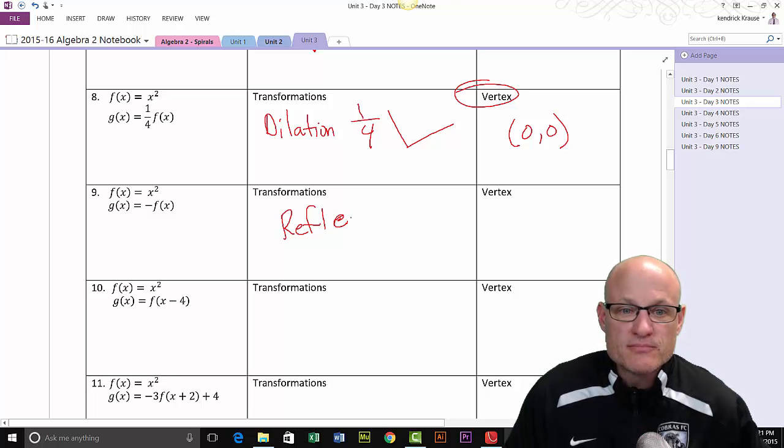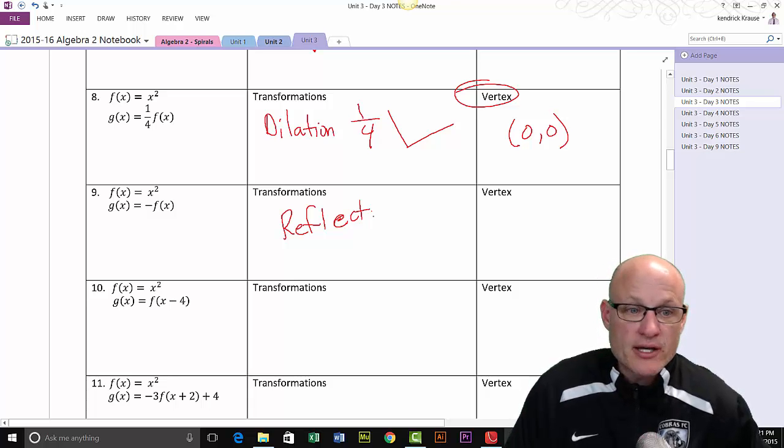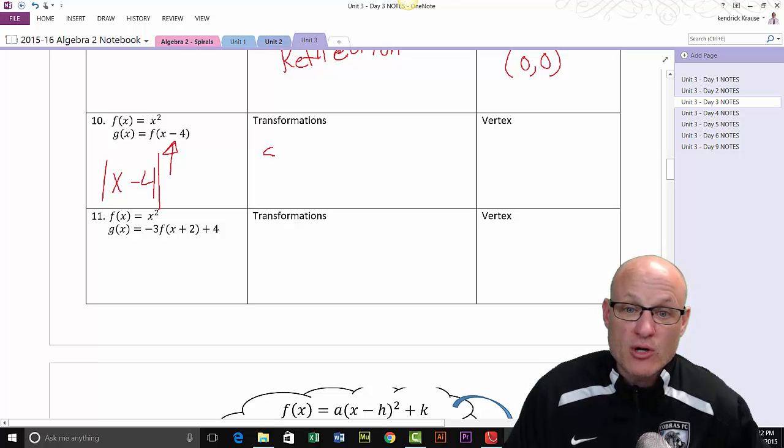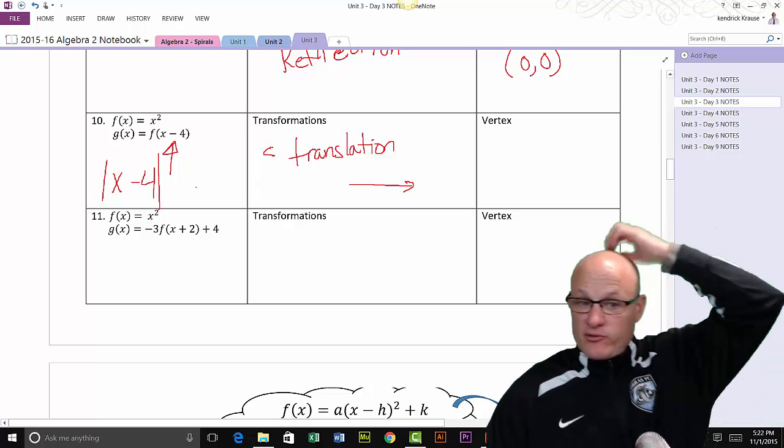This is a reflection. Because I didn't add or subtract anything, of course, the origin is still the vertex. Now, when I add on the inside, it's the same as when you add on the inside with the absolute values or subtract. This is a translation, and it is right 4. Remember, on the inside, it's backwards. So our vertex that was at 0, 0, since it's moving to the right 4, is going to change to 4, but we didn't go up or down, so it's still 0.